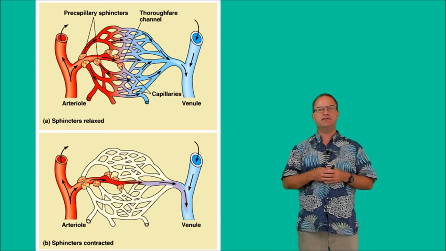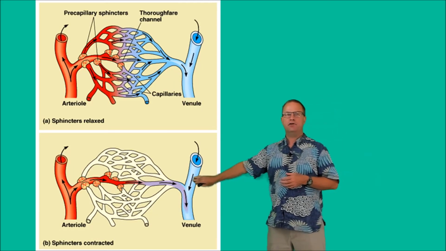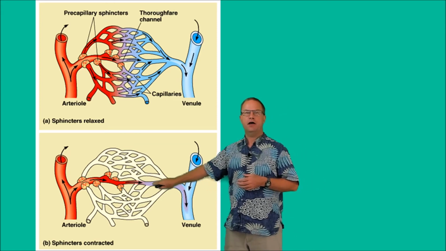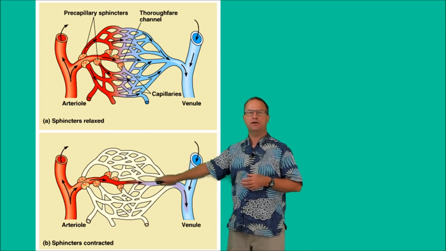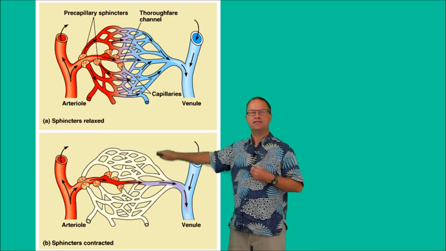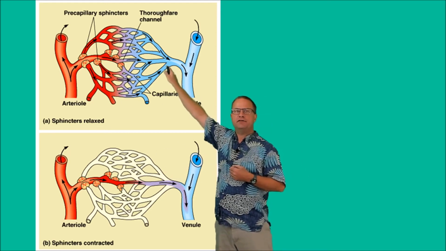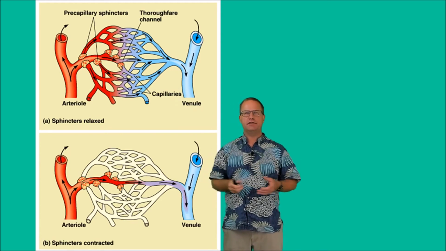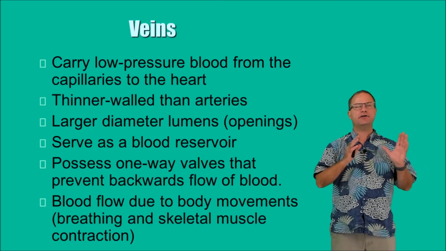Right, and that's what you can see in this picture here, right? The lower capillary bed has the precapillary sphincters constricted, and so the blood is diverted through a central canal called the thoroughfare channel. It's basically a bypass. However, when those precapillary sphincters open back up, blood can move through all the different capillary beds and then move into the tissues.